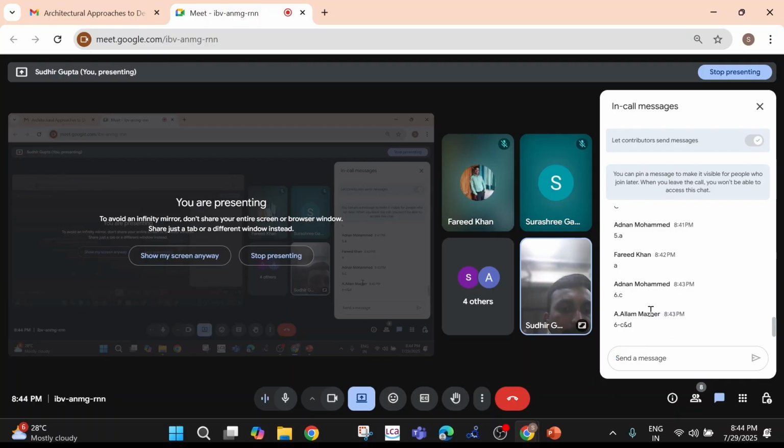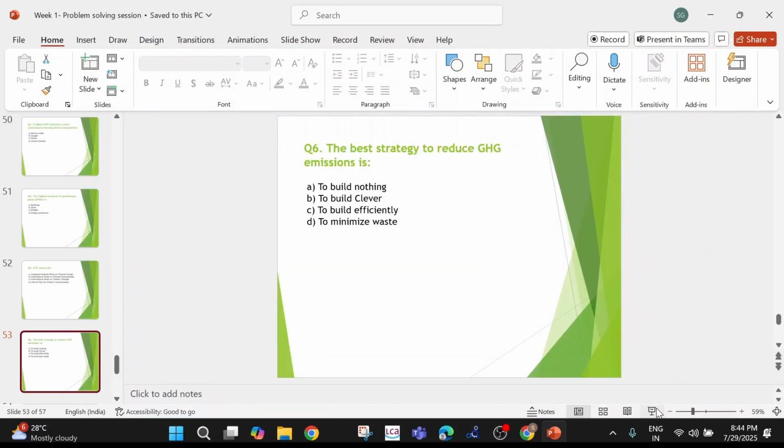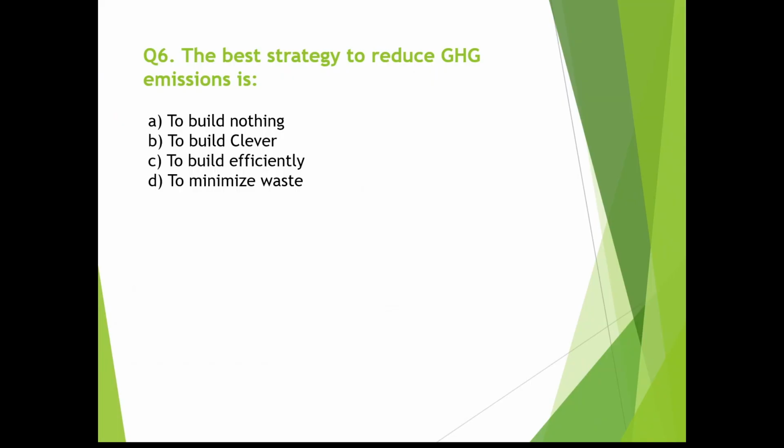Let me clarify that only one answer is correct for this question, and you can see the question asks there are several strategies, but which was the best strategy? You can recall that one chart, a pyramid-type diagram, was shown in the class where the best strategy to reduce greenhouse gas emission was at the top. So out of the four options, which was the best strategy? That only you have to opt.